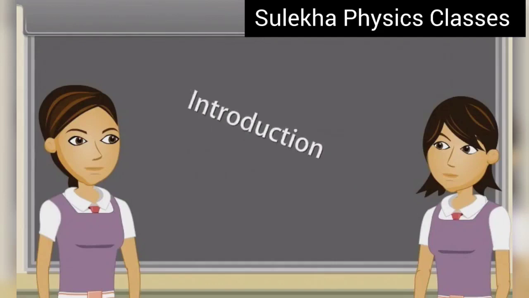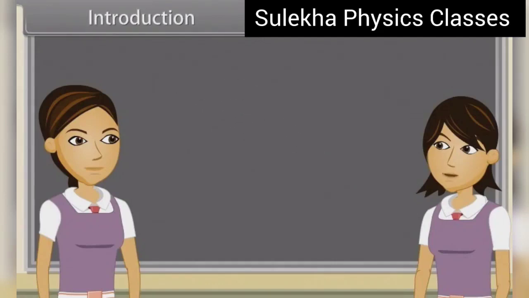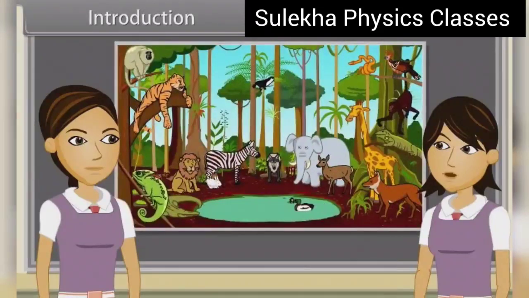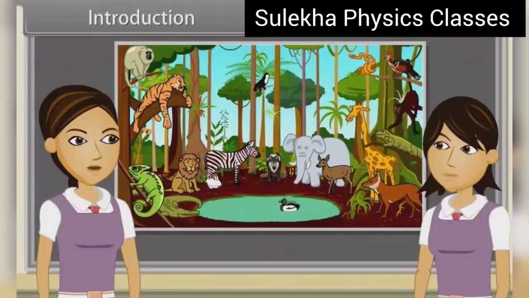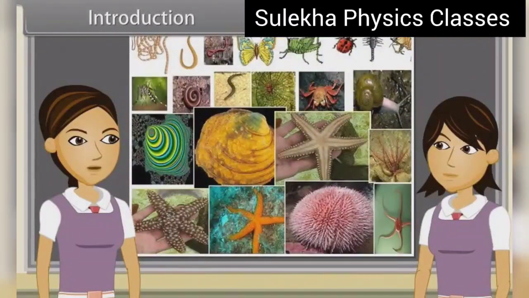Introduction. Sharmila, in our last discussion we studied the definition of animals, types of animals, characteristics of the animal kingdom, various levels of organization, body symmetry, diploblastic and triploblastic organization, coelom, segmentation, notochord, division of the animal kingdom, characteristics of invertebrates, and characters of Porifera, Coelenterata and Ctenophora. Yes, now we are going to discuss the characteristics of Platyhelminthes, Aschelminthes, Annelida, Arthropoda, Mollusca and Echinodermata.